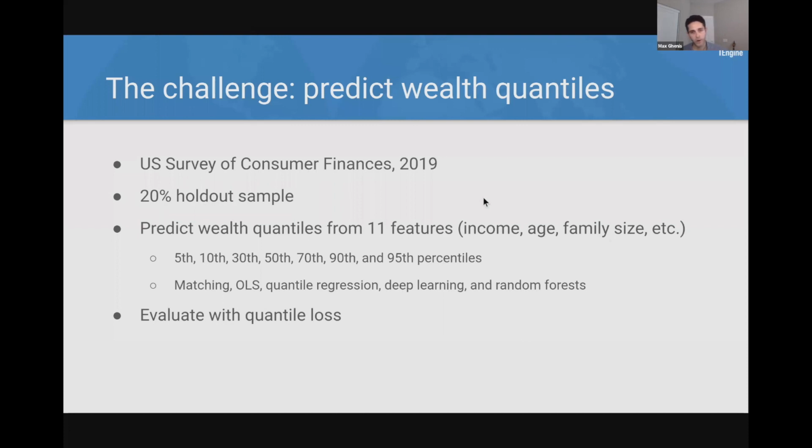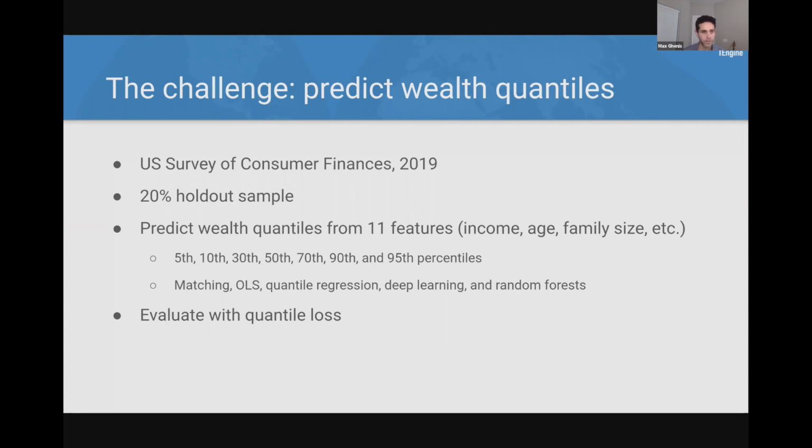So what we did to figure out what approach we should use when we're doing this for PolicyEngine products is use a real world data set. In this case, we have a survey of consumer finances. We're going to try to predict the quantiles of wealth. And like any other kind of machine learning system, you want to have some way to predict on new data and see how it performs there.